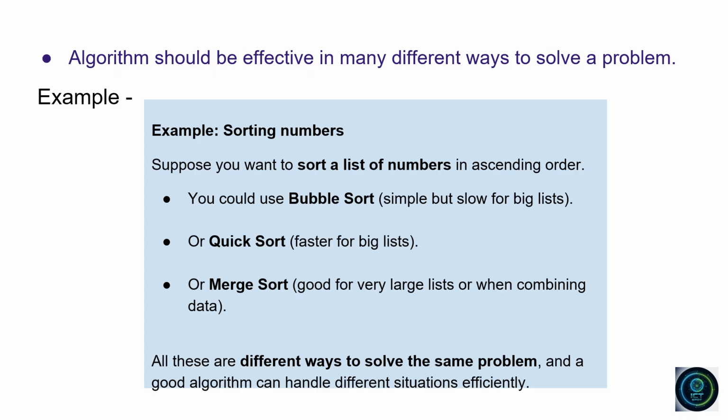Then quick sort is really good. It's much faster for a big list. Then merge sort is really good for a very large list or when combining data. So all these sorting techniques are correct. All these are different ways to solve the same problem, and a good algorithm can handle different situations efficiently. So that's the very important thing. A good algorithm should be capable enough to handle different situations. That's the most important thing.